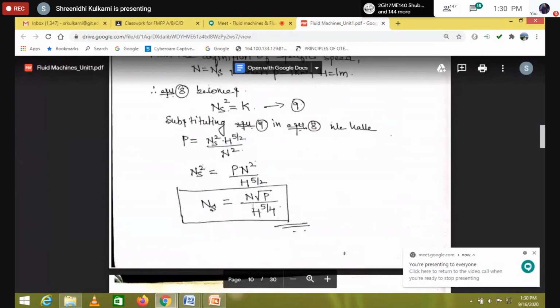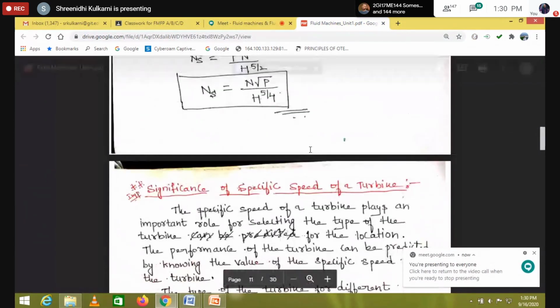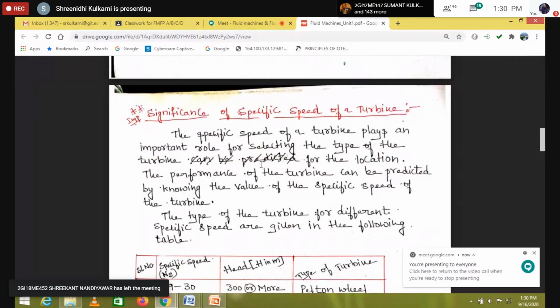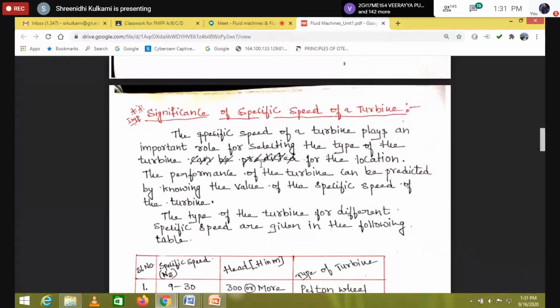Okay, this is the specific speed. Next, there is some significance of the specific speed of a turbine. Particularly, I am talking about turbines, not pumps. The specific speed of any turbine plays a very important role in selecting the type of turbine for a particular location.